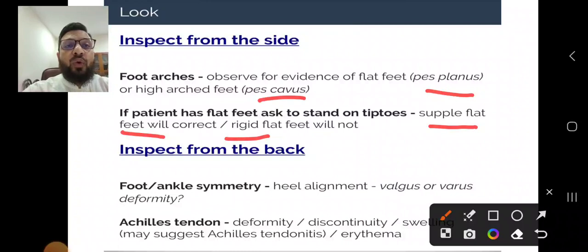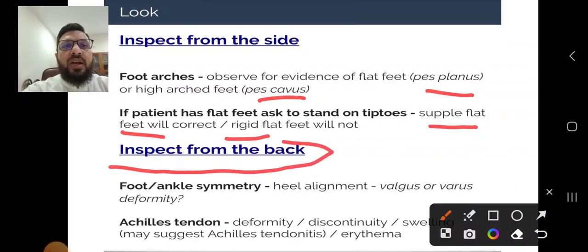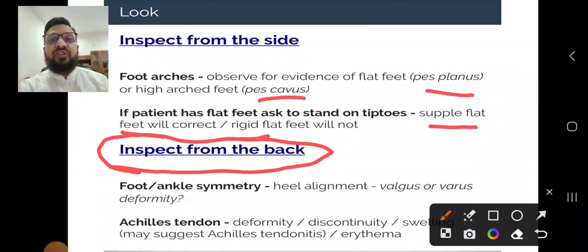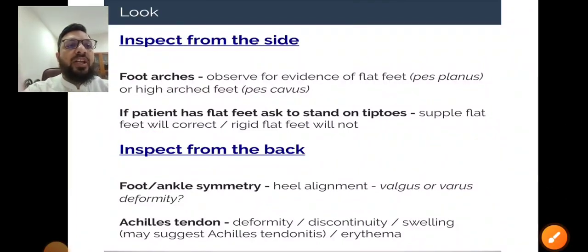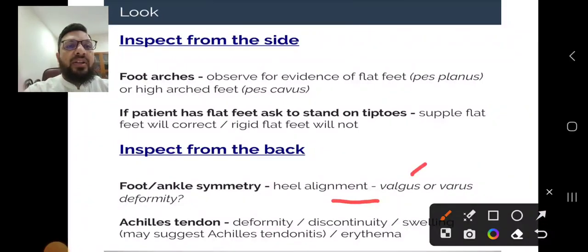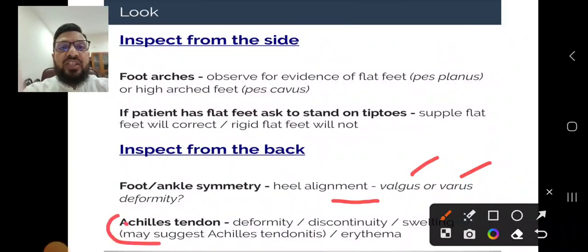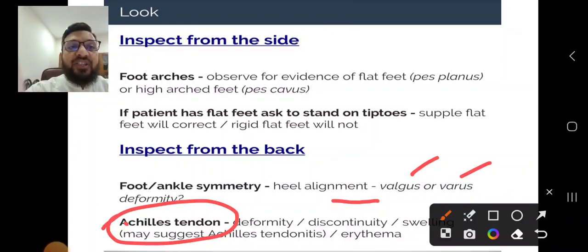Then you have to go towards the back of the patient, and when you go to the back, again explain to the patient, okay, Mr. James, now I am going to have a closer look at your back, is it okay for you? And then you will have a closer look at the heel alignment, and any valgus or varus deformity. Especially in this case, you will look at the Achilles tendon for any deformity, erythema, discontinuity, rupture, or swelling. So you will look for that.